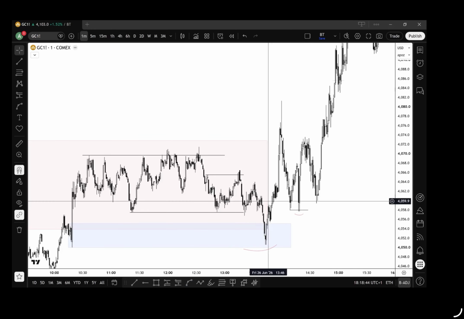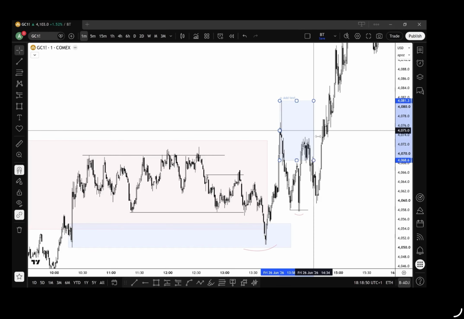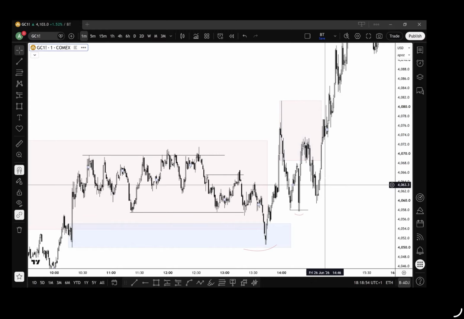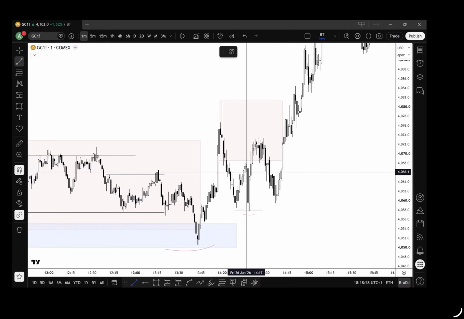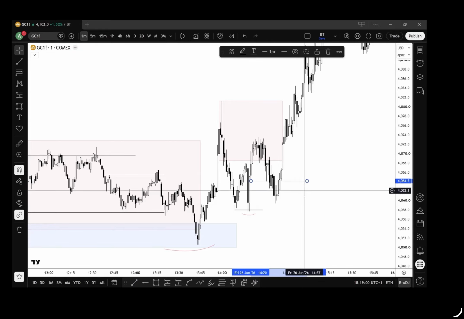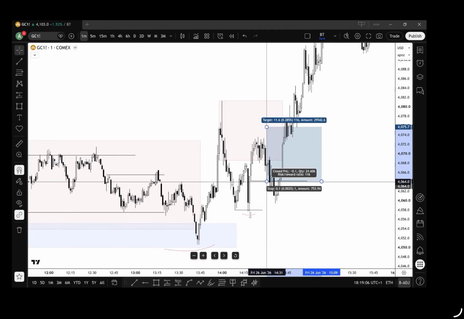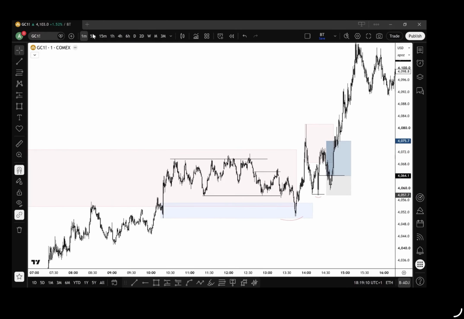So you see how we induced sellers, we come and respect these highs, and then we move lower. Anywhere below this low, I would take a buy. And you can see the move up that we have.